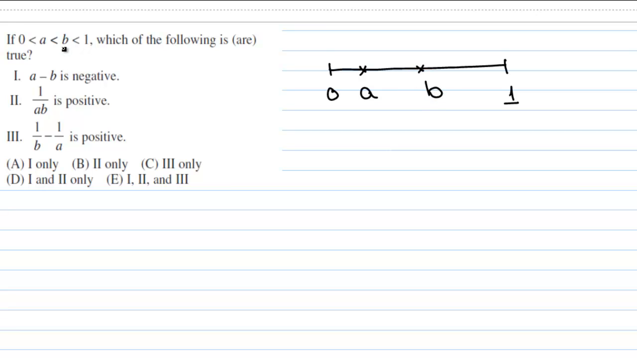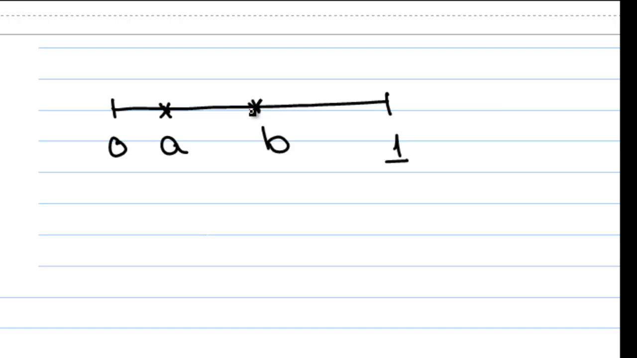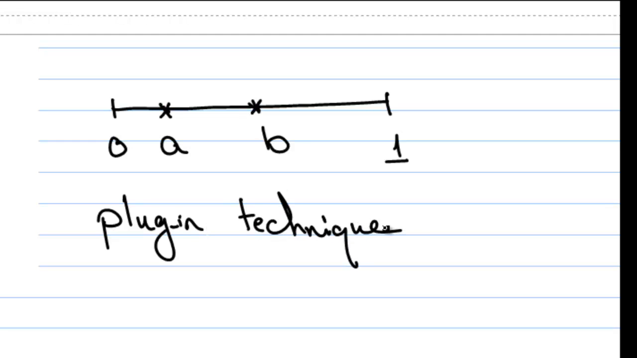There is a condition here. You can see that B is greater than A. So if you choose A to be here, B has to be greater than A. So to solve this one, we will use the plug-in technique. It's a very simple technique actually.